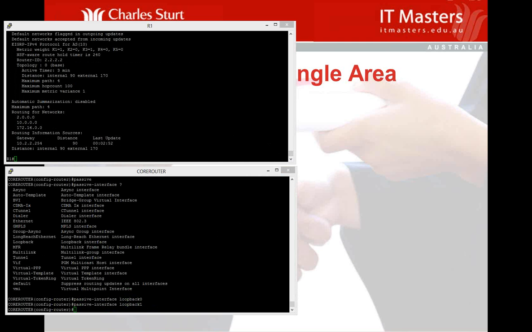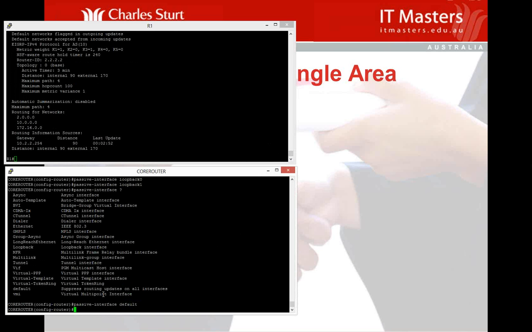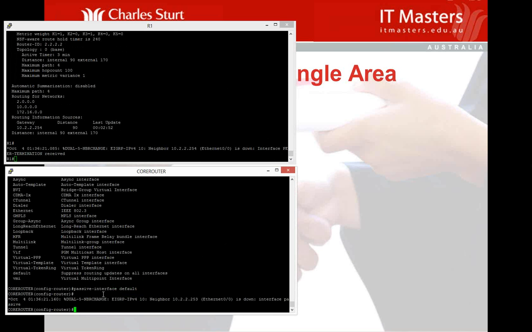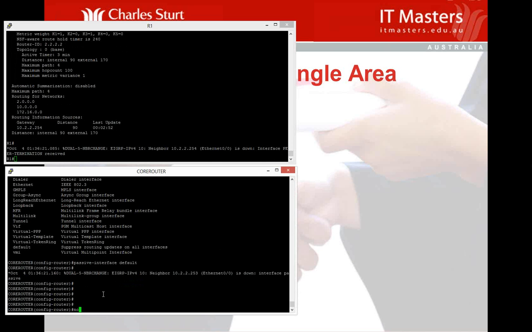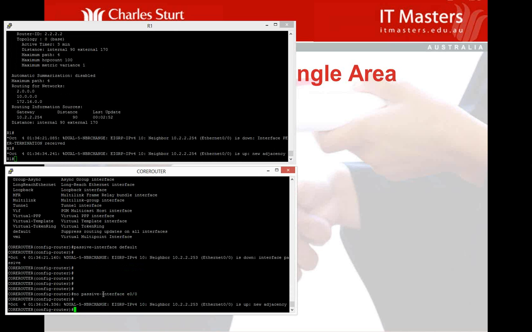So just be aware that there's a passive interface command, and what that does is stop interfaces from participating in EIGRP. Okay? By default, all interfaces will participate in EIGRP. You have to put in passive interface followed by the interface name to stop it, or alternatively you can do this. You'll see here you can use the default keyword and that will stop all interfaces. And there we go, there's our neighbor going down. Now in that case you might say passive interface default and then you say no passive interface E0/0. And that will then allow that interface to participate.